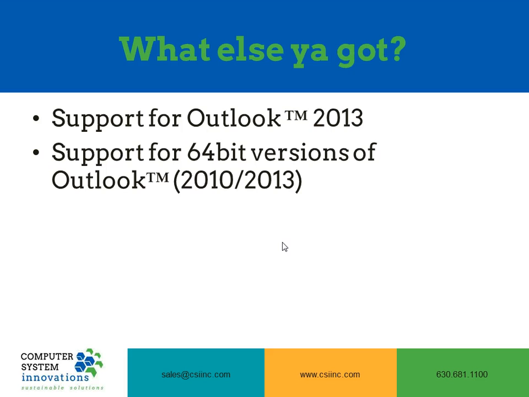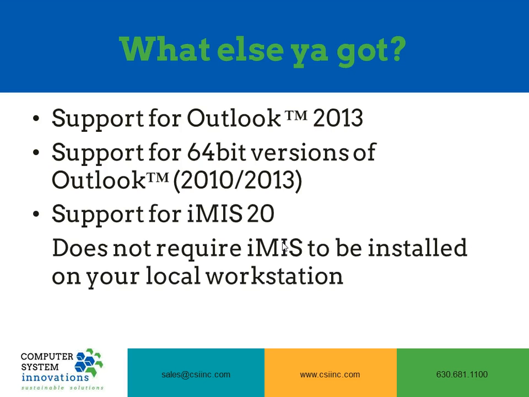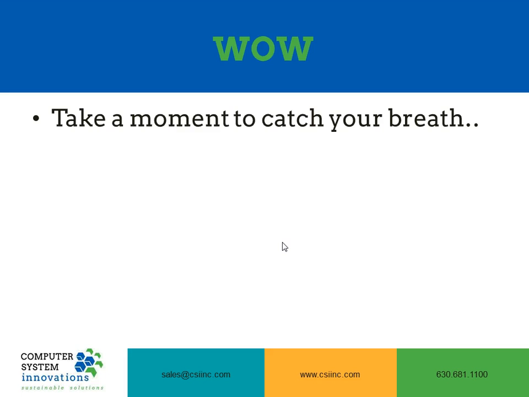What else did we add? Well, we added support for Outlook 2013. We added support for 64-bit versions of Outlook. Support for IMAS 20, of course. And then I think some people don't know this. You saw the lady sitting on her lawn. She probably doesn't have IMAS on that laptop. She probably remotes into it at work. But she does have Outlook. Well, you do not need to install IMAS on the machine. You can just install Outlook, of course, which is already on there, and iEmail. So IMAS does not need to be on your machine for iEmail to work.